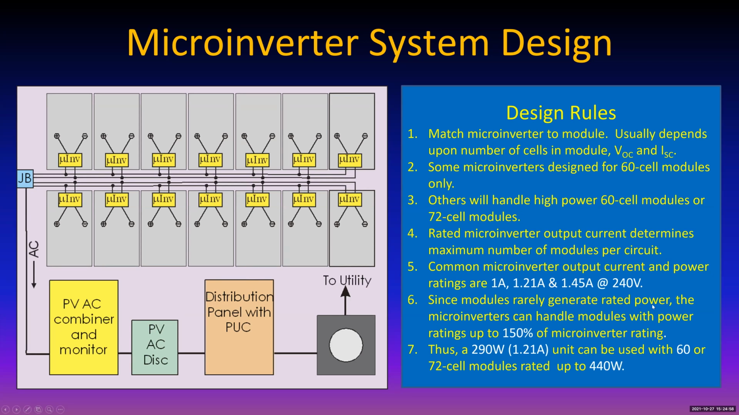Modules rarely generate rated power, so the microinverters can handle modules with power ratings up to 150% of the microinverter rating. And if you do a simulation, it's very interesting. I'll go and show you a picture of that a little bit later of why it's okay to do that. So a 290 watt microinverter can be used with 60 or 72 cell modules rated up to 440 watts. And that's right on the spec sheet for the microinverter.